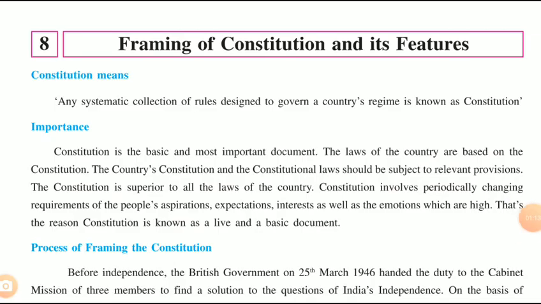Today, we are going to study Chapter 8 of Civics, that is, Framing of Constitution and its Features. After getting independence, one of the most important things that the leadership team of our country formed was the Constitution. What do you mean by Constitution? A constitution is a systematic collection of rules and regulations that are designed to govern a country's administration and management.